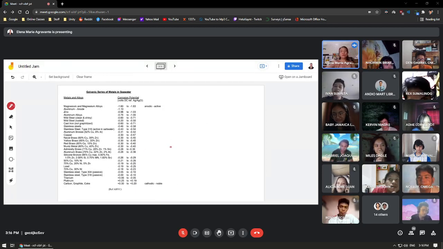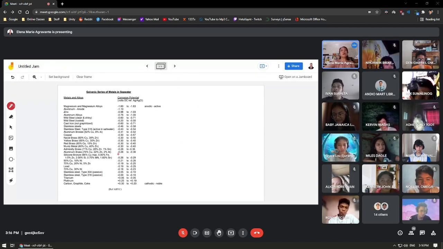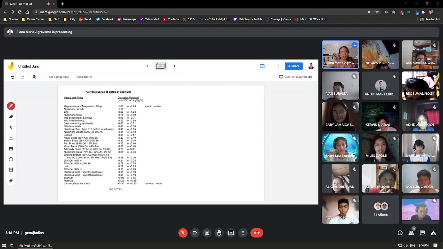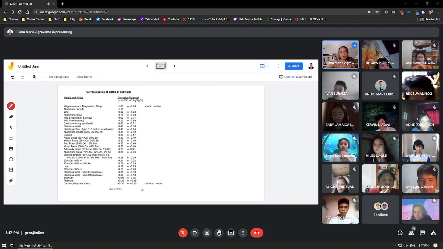Take away the corrosion concept yet. Okay? From this table, it is similar to that electromotive series I mentioned. It's only a table here, and we have the term anodic or active, and then we have cathodic.